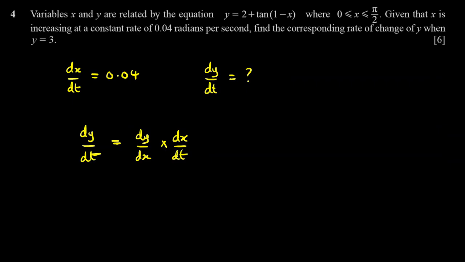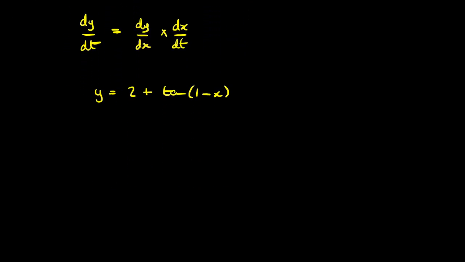So we've got y is equal to 2 plus tan(1 minus x). So we've got to differentiate this thing with respect to x. So dy/dx: if I differentiate 2, I get 0. If I differentiate tan, I get sec squared, I get sec squared (1 minus x). But remember, this is a chain rule, isn't it? I've got a function inside a function. The function on the inside here is 1 minus x. If I differentiate that, I get negative 1. So I've got to remember to multiply by negative 1 here. Okay, so we get minus sec squared (1 minus x).